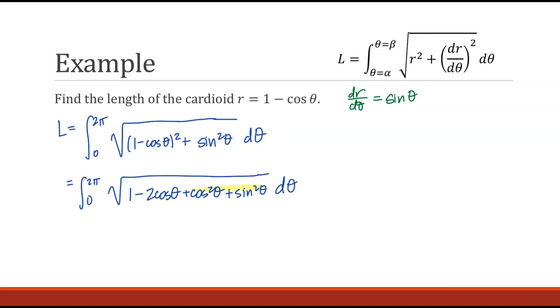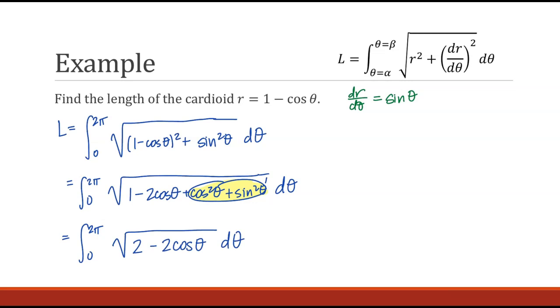So we have that identity again. Sine squared theta plus cosine squared theta is 1. So all of this right here is a 1. So what I have underneath the radical is going to be radical 2 minus 2 cosine theta d theta.